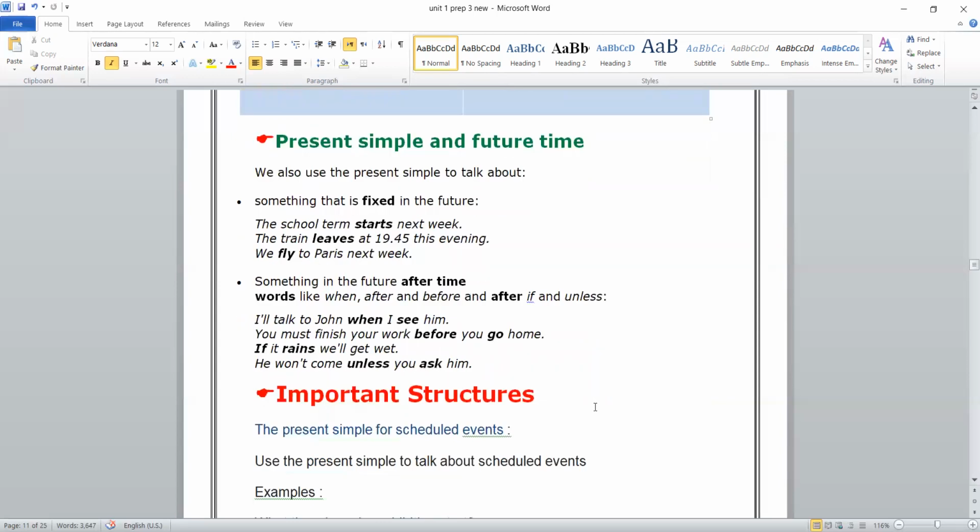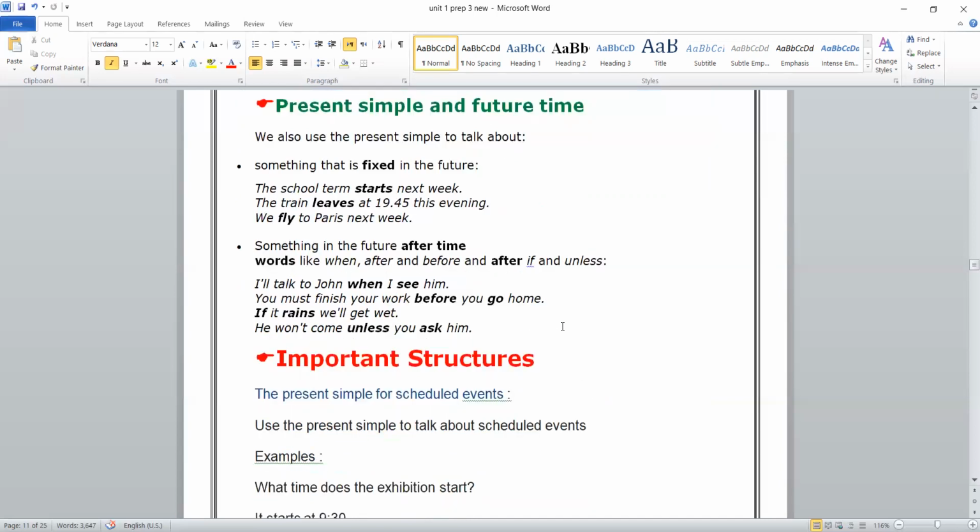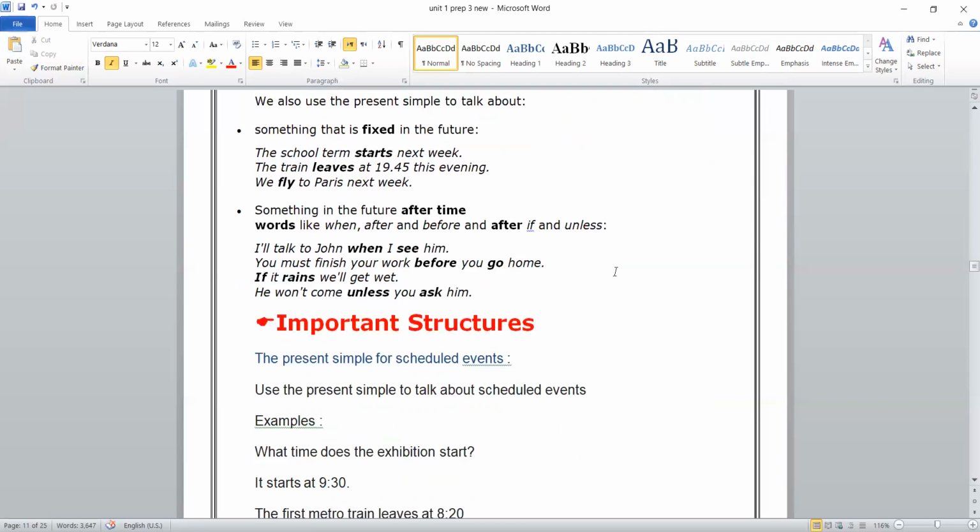Something in the future after time words like when, after, before, if, and unless. So we can use the present simple to express the future if it is used with these words, like when, after, before, and with the conditional if type one and unless. I will talk to John when I see him. You must finish your work before you go home. If it rains, we will get wet. He won't come unless you ask him.